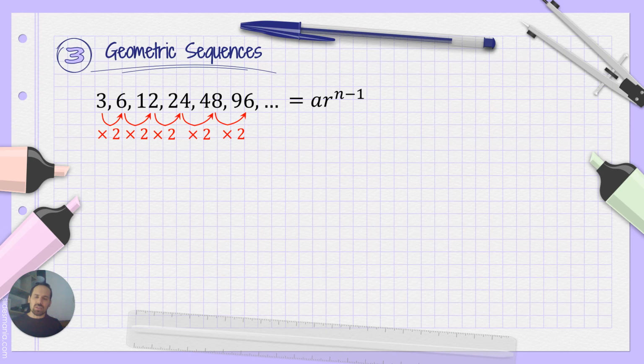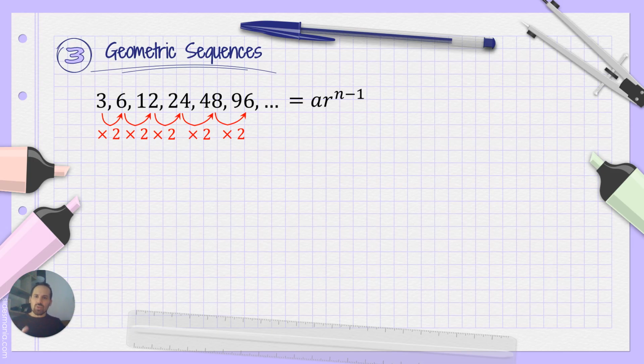and n is just the term number as usual. And you get n minus 1 because, say for the first term, we need this to equal a. So we have r to the power of 1 minus 1, which is 0, so that r just disappears. R to the 0 is 1, and so you've got a times 1, which just equals a. So that makes a the first term, which simplifies things. That's why we have an n minus 1 and not just n.